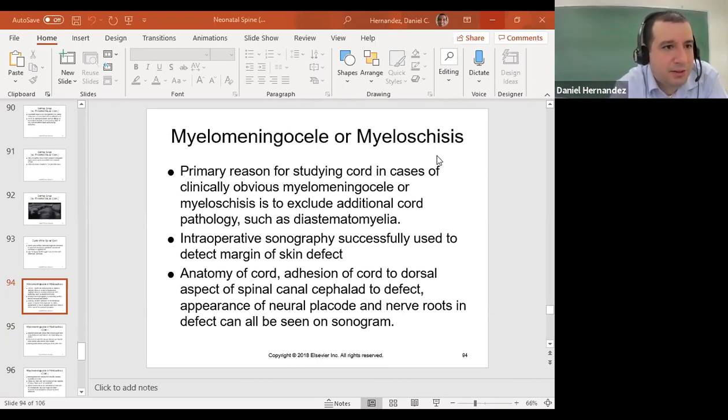So, myelomeningocele or myeloschisis. The primary reason for studying the cord in cases of clinical observation of a myelomeningocele or myeloschisis is to exclude additional cord pathology.